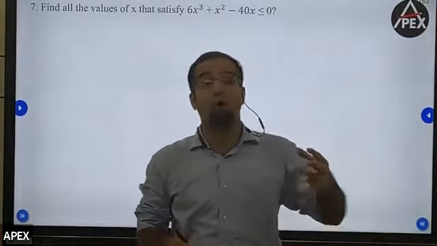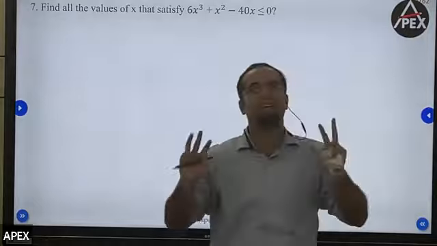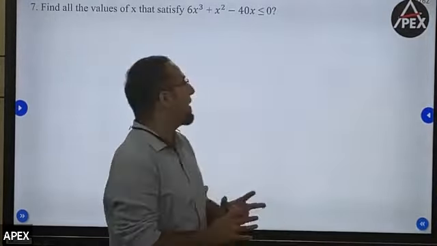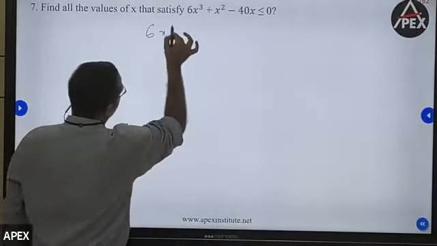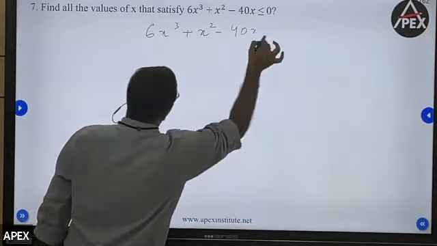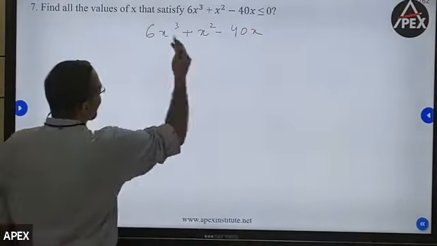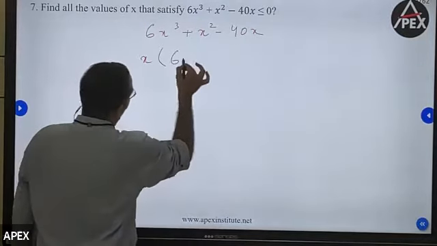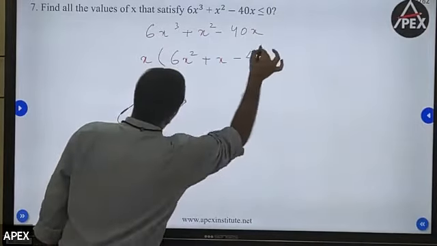I'm sure we have seen polynomials in standard 8, 9, 10. It's nothing but how to factorize a polynomial. It's the standard 10 syllabus. So how do I factorize a polynomial? If I'm given just this expression, 6x cube plus x square minus 40x, excluding the inequality, I see that x is common across. So as a student, I'll just take x common, I get 6x square plus x minus 40.